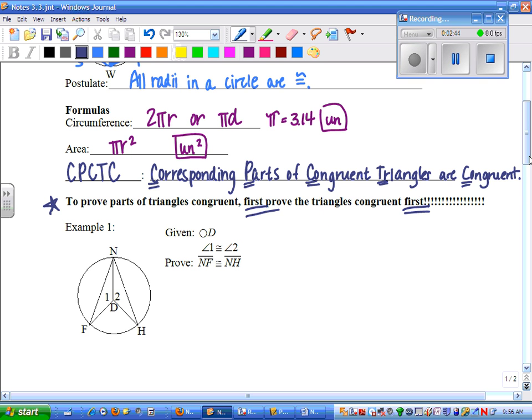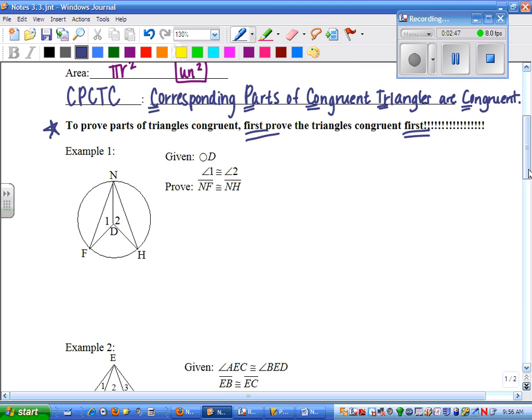Looking at example 1. I have circle D and I have angle 1 is congruent to angle 2. I want to prove NF is congruent to NH. But before I prove this, I have to prove the triangle is congruent. So a step before this one, going backwards, would be triangle NFD is congruent to triangle NHD. Remember, order matters here. N corresponds with N, F corresponds with H, and then D is the same.